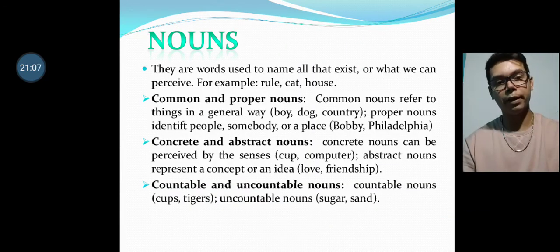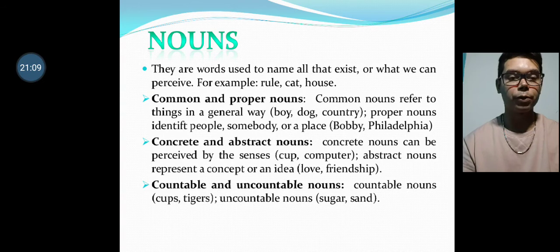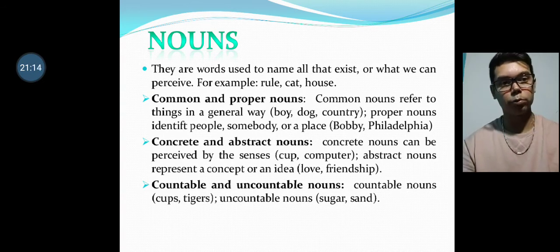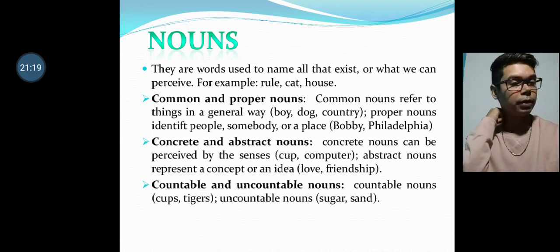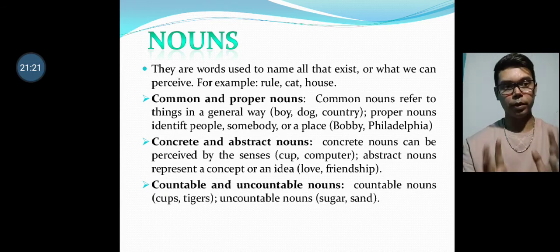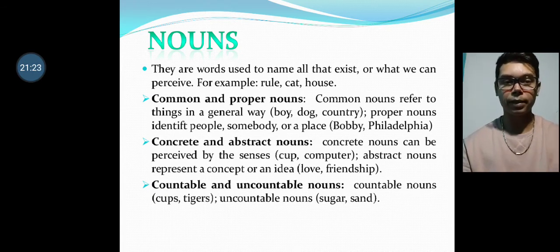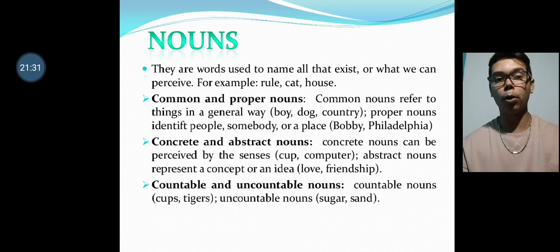So first of all, we have the nouns, okay? They are words used to name all that exists, or what we can perceive. For example, rule, cat, house, okay? Nouns vienen a ser la figura de los sustantivos, y estos se pueden subclasificar en dos tipos. We have the common and proper nouns. Common nouns refer to things in a general way, as we can say a boy, a dog, a country. Proper nouns identify people, somebody, or a place, like Bobby, Philadelphia, ¿ok?